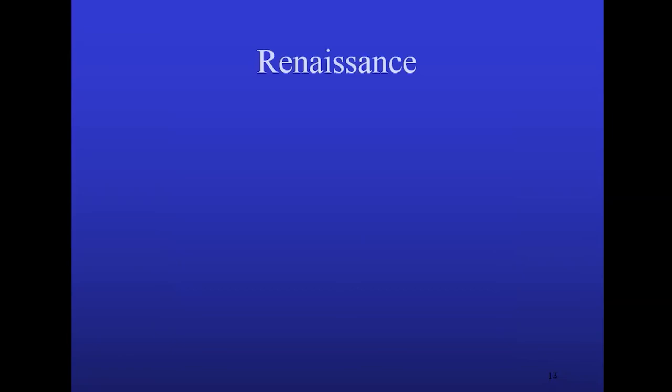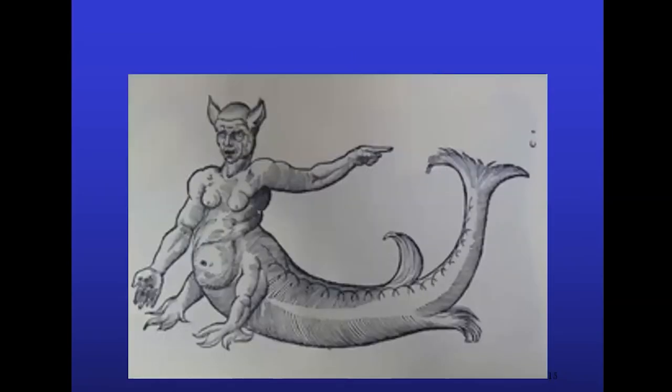As we move into the Renaissance, you still get weird mermaids. Here we have a mermaid from Conrad Gesner's Great Animal Encyclopedia. You can see now that we've got the fish tail, but we've also got additional limbs here, as well as a slightly strange head.